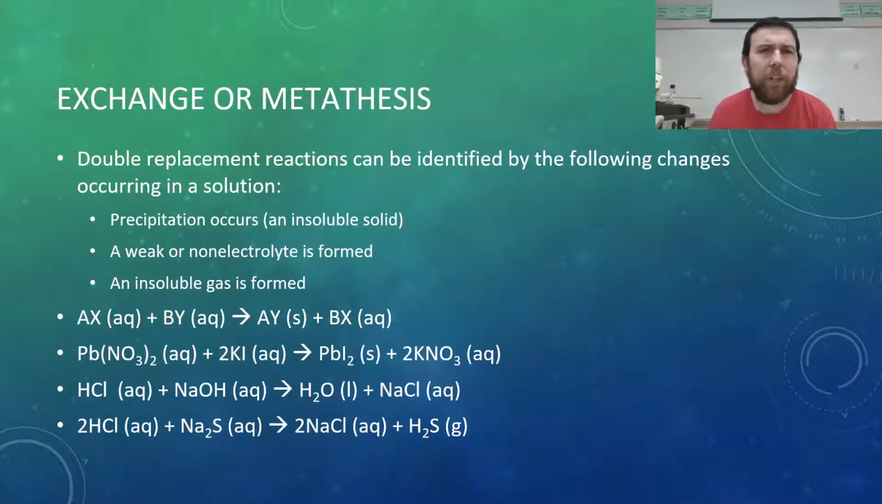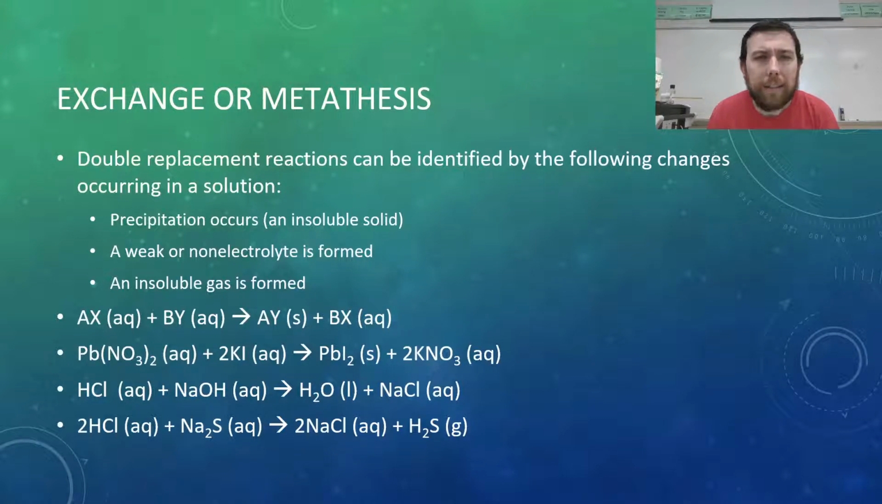A second thing that could happen in a metathesis reaction is a weak or a non-electrolyte gets formed in the process. Now this is important because you're thinking about it within the context of particle representations. We've made a big deal in this particular unit about looking at reactions from a particle perspective. And so if you get the formation of a weak acid or a weak base, or if you get the formation of a non-electrolyte, that's going to be an indication to you that a metathesis reaction has taken place.